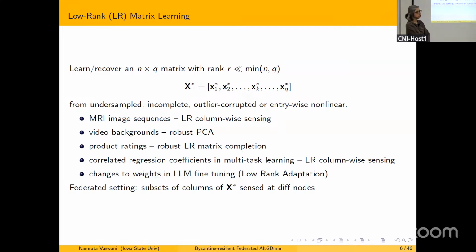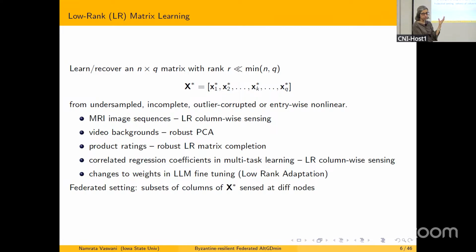Quick review of low rank matrix learning. Once again, just to get a sense of how deep I should go, does everyone know what low rank matrix recovery is? Okay, so yes and no. Okay, so let's talk about it.